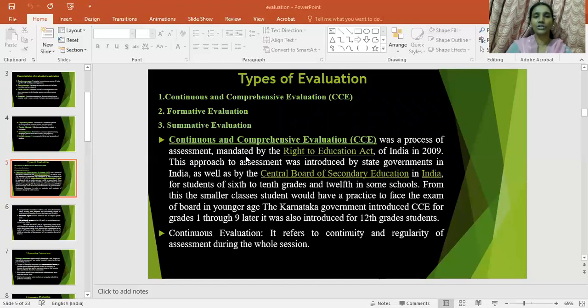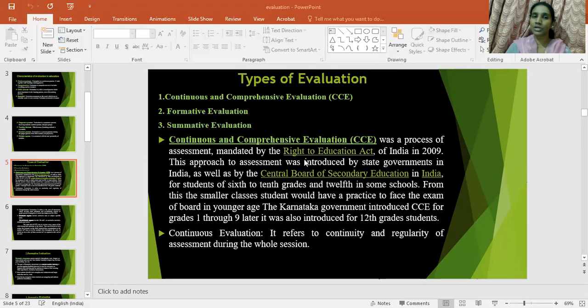The first point is continuous and comprehensive evaluation. Before studying this concept, we have to see a brief history regarding it: how and who introduced this concept. So that is what we have to study. This CCE, continuous and comprehensive evaluation, was a process of assessment mandated by the Right to Education Act of India in 2009.